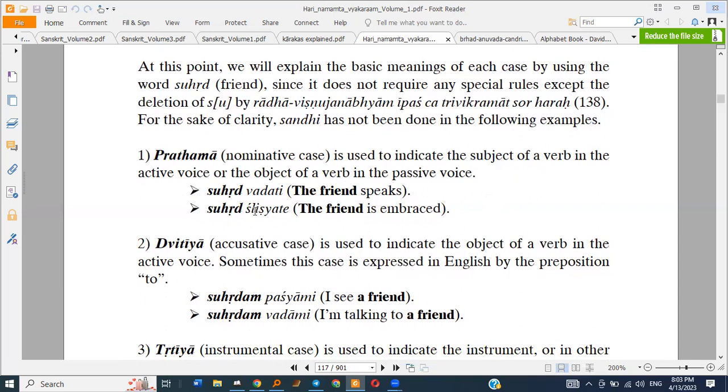In the passive voice, Suhrid Shlishyate, the friend is embraced. Krishna Shlishyate, Krishna is embraced. Right? Like we have active and passive in English. I am eating food, active voice. The food is being eaten by me, passive voice. Similarly, in Sanskrit also, active and passive voice are there.